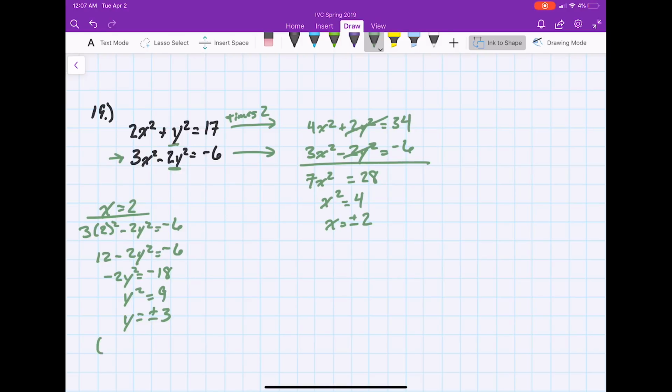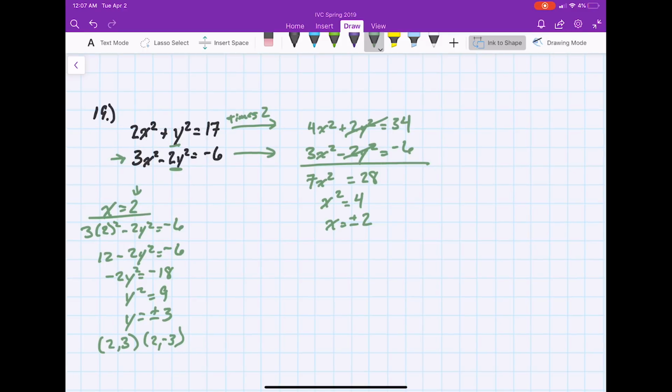So basically, I take my 2, which was my x value, and I'm going to get two ordered pairs here. I'm going to get 2 comma 3, and I'll get 2 comma negative 3. And of course, we don't say plus 3, we just say 3. So fix that. There we go.